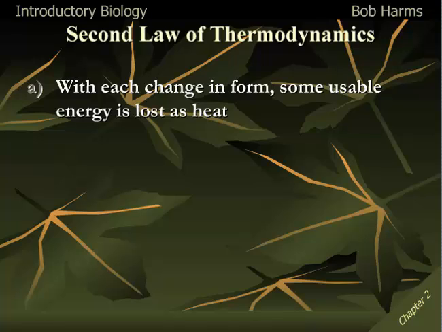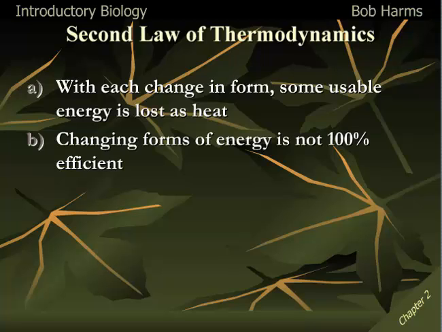And remember we said heat and temperature is a measure of kinetic energy. And so heat is a type of energy, but it's not a usable energy. As living things, we can't store up heat and use heat later for energy. And so when we change that energy from one form to another, it's never 100% efficient. The amount of usable energy that we have is going to decrease every time we change forms.